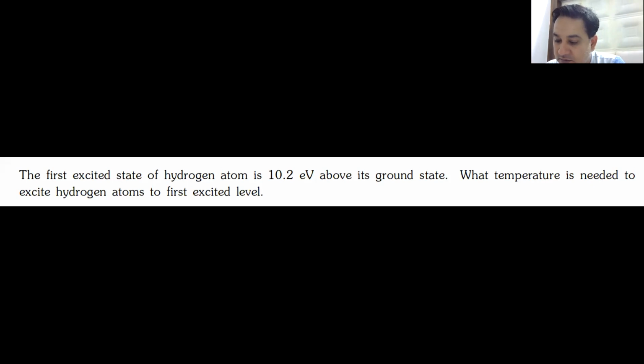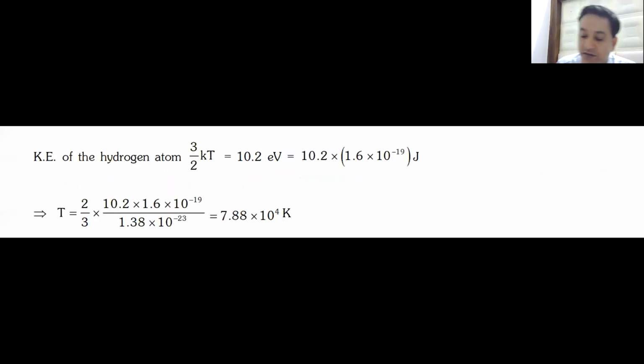Yes, sir. Okay. One thing is there, you have to convert electron volts into joules. I hope you know how to do it, right? So it's pretty simple after that. See, per atom, the average translational kinetic energy, never forget this term, 3/2 kT will come in various forms. 3/2 kT is the energy that a hydrogen atom has at temperature T. That must be equal to 10.2 electron volt. Convert electron volt into joules and you get the value of your temperature.